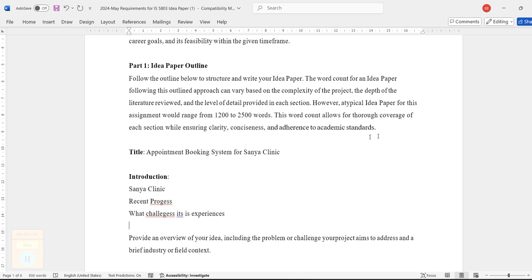Say, for example, Sanya Clinic is a small local hospital which provides basic medical services and health-related support to local patients. In recent times, because of the quality of services Sanya Clinic offers, it is experiencing a lot of patients, and most of them were disappointed because of long queues and an unexpected number of people at the clinic when they visit. This is the main problem.